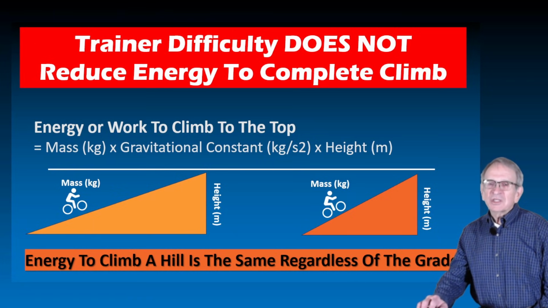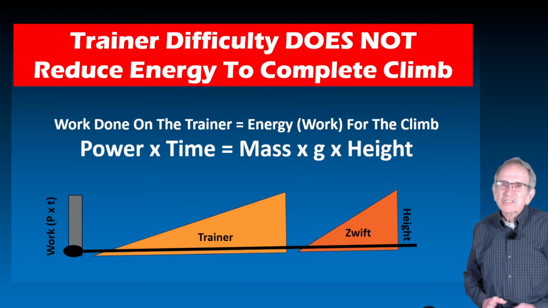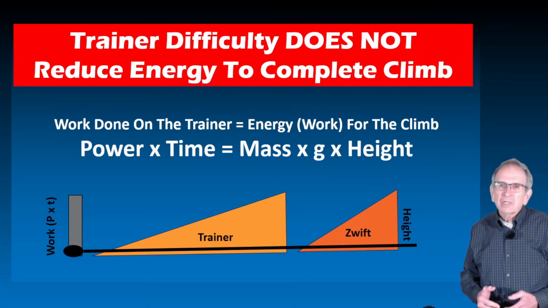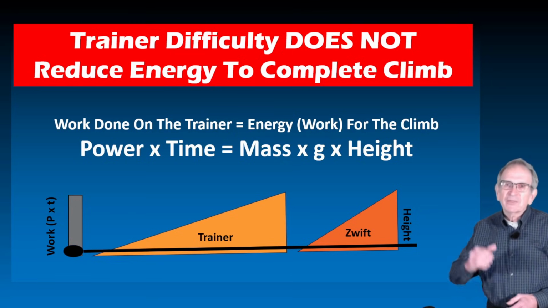The energy to climb the hill is the same, so don't think that by moving the slider from max towards off that you're reducing the amount of work that you'll have to do to get to the top of that climb. Now we've just seen that the energy or work required to get to the top of the climb is equal to the mass of the rider, or to be exact, the mass of the rider and the bike, times the height of the climb.